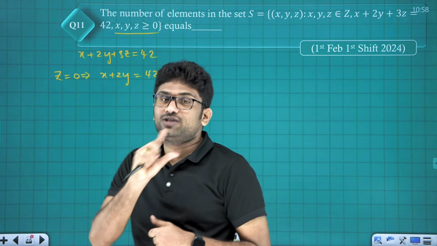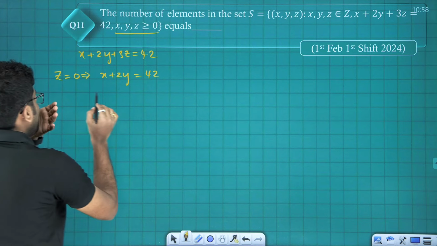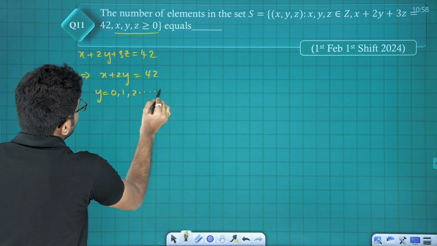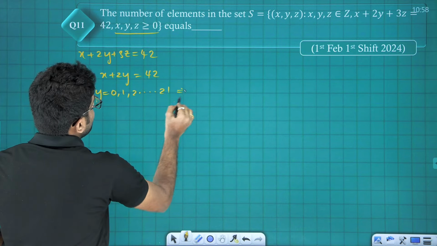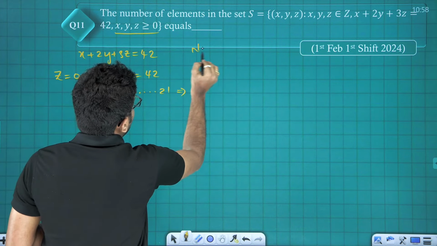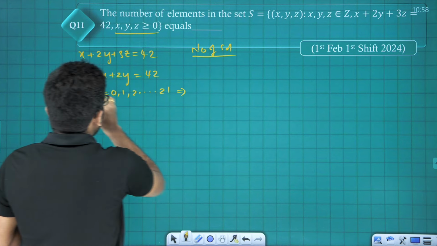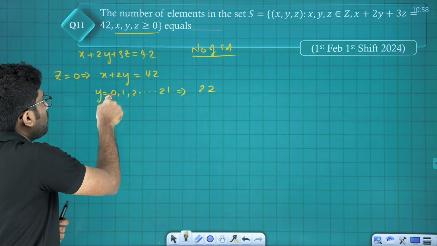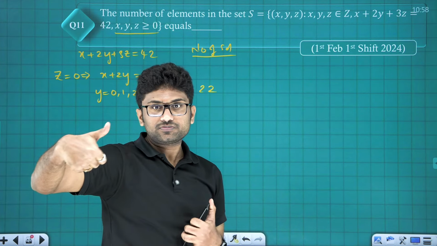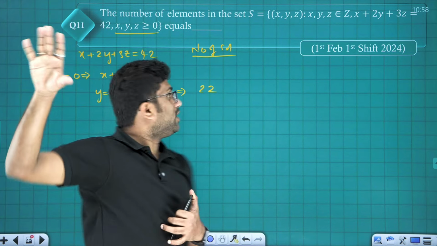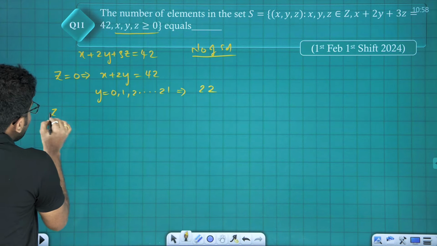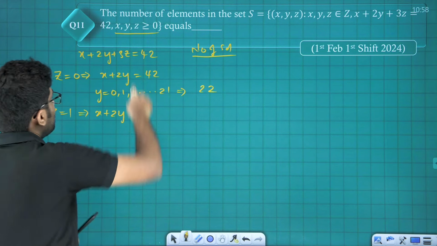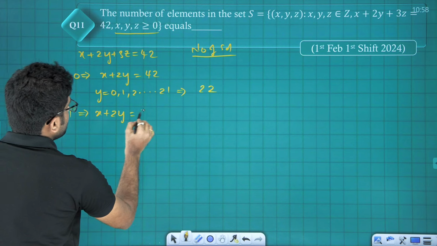We don't want that, x, y, z should always be greater than or equal to 0. So y takes all the integers from 0 to 21. So that means in this case, how many solutions do we get? When z is 0, we get 22 solutions, friends, because for each corresponding y, we'll get one corresponding x also. So total 22 solutions we get. Next, if z is 1, x plus 2y is equal to how much? 42 minus 3, which is equal to 39.